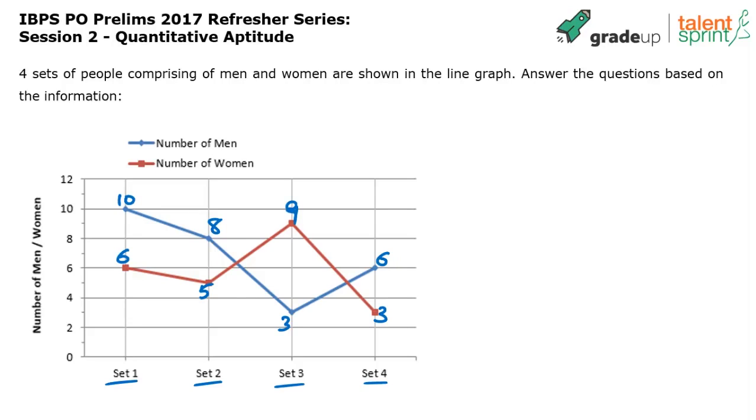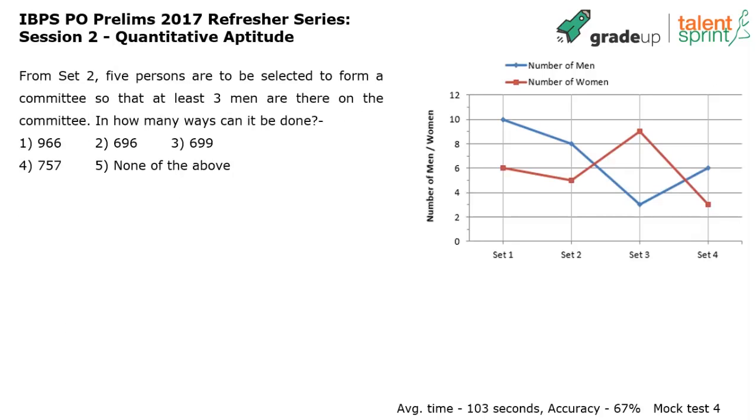Okay, let me present a couple of questions from this one here. So here's the first one. Try to solve this. See, the average time here is 103 seconds and the accuracy is 67%. So only 2 out of every 3 students have got it right, but average time spent is 103 seconds, which is close to 2 minutes.